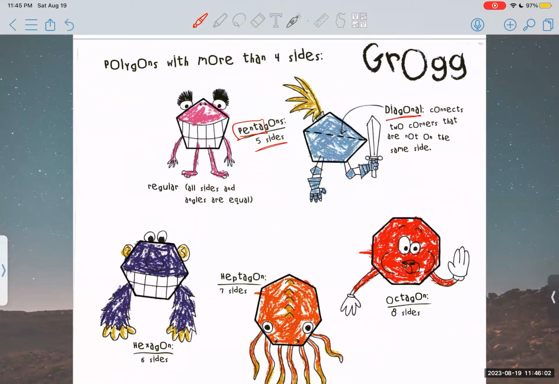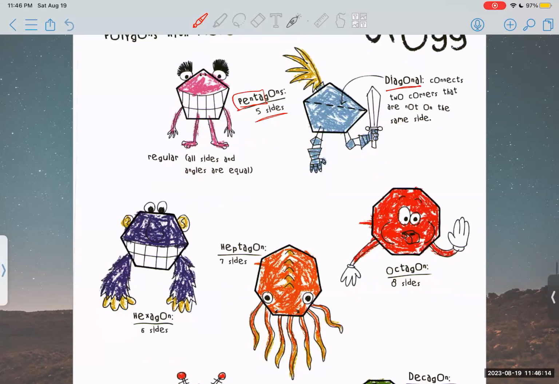A diagonal connects two corners that are not on the same side. So it's diagonal. It's basically what it is, the name.